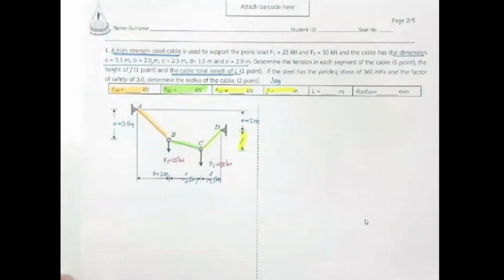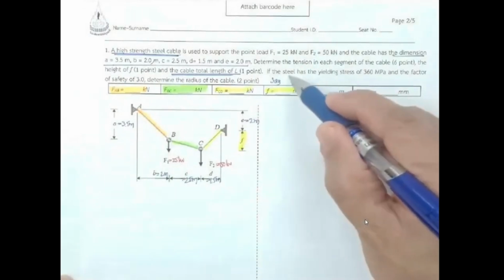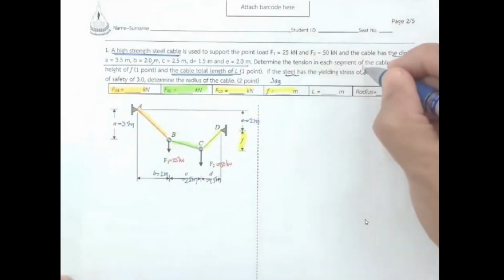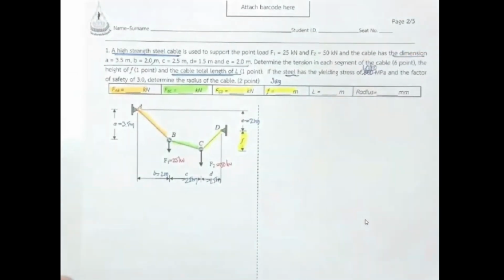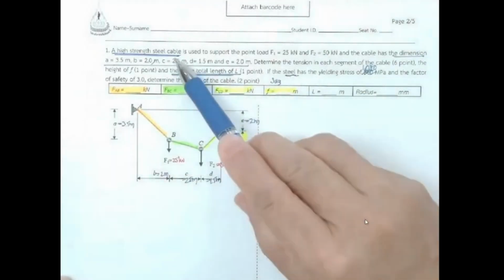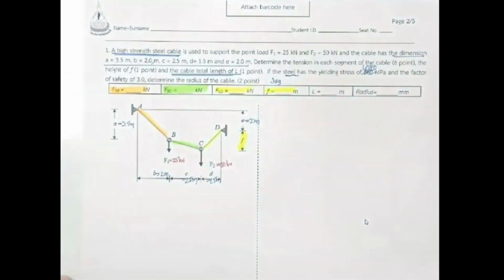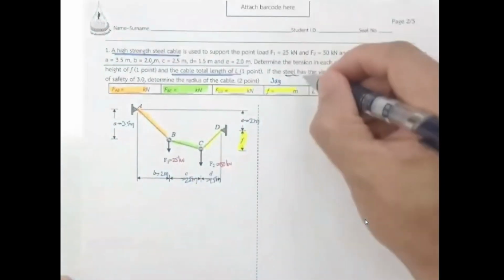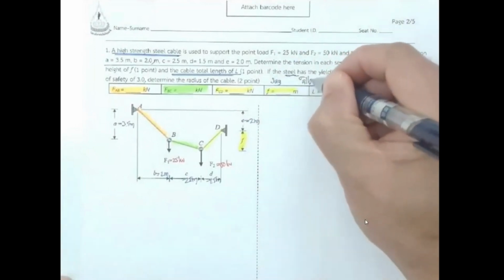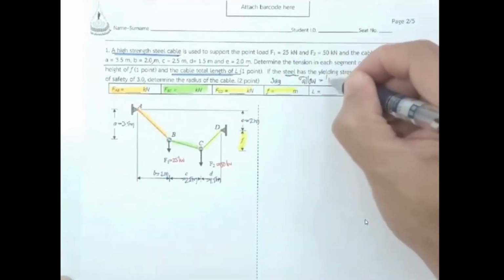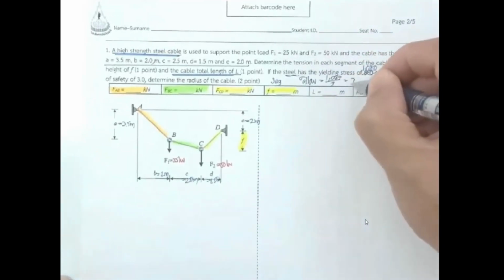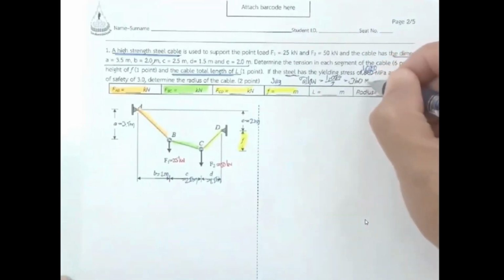Then they ask you to use the steel property. Let me change this one to 1080 megapascal because it is high strength steel. 360 megapascal is normal steel, not high strength steel. So by using the factor of safety of 3, the sigma allowable for this cable is 1080 megapascal divided by 3. So we will have sigma allowable of 360 megapascal.